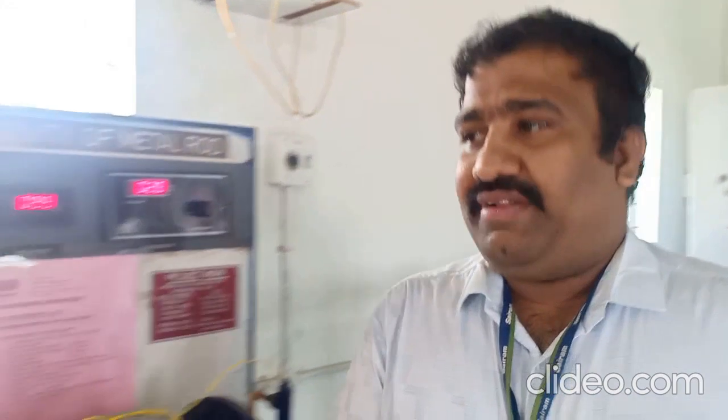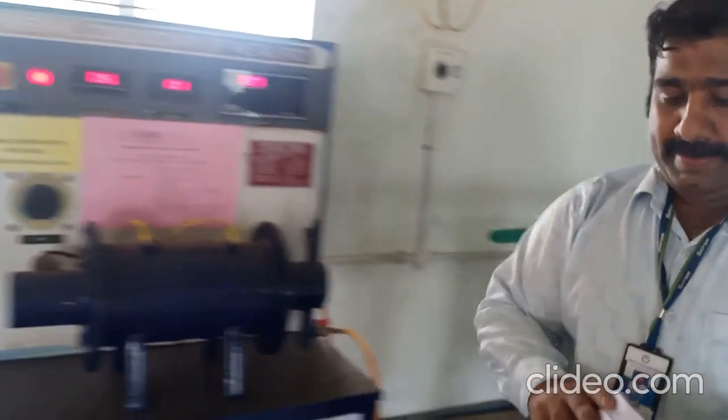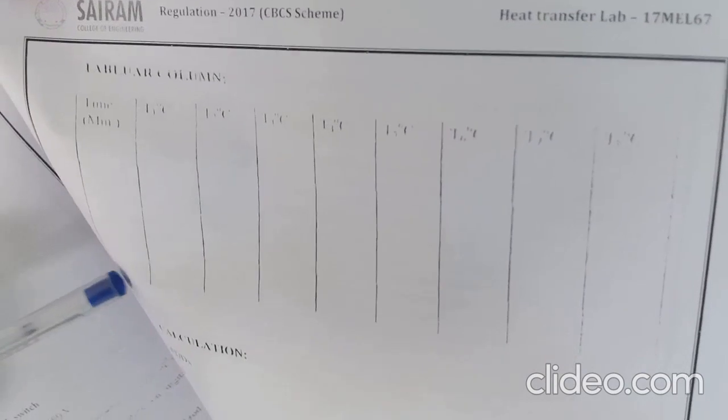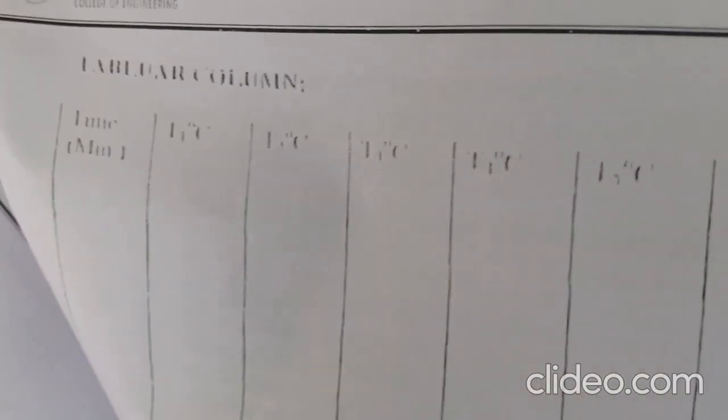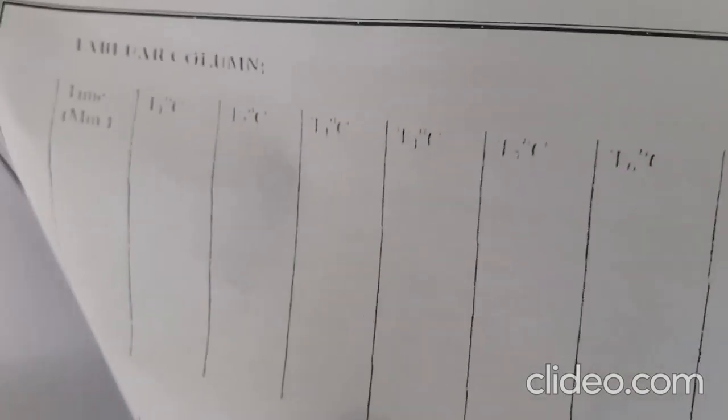This is the tabular column where we have to note down the temperature readings for every time interval, every 10 minutes, 20 minutes and so on. Where you get the steady state, you take that reading for the calculations.